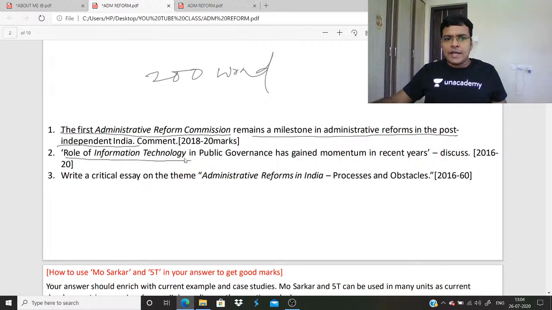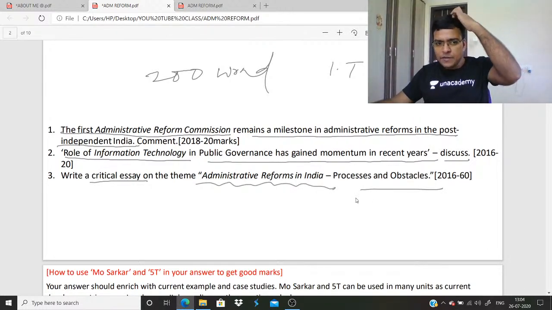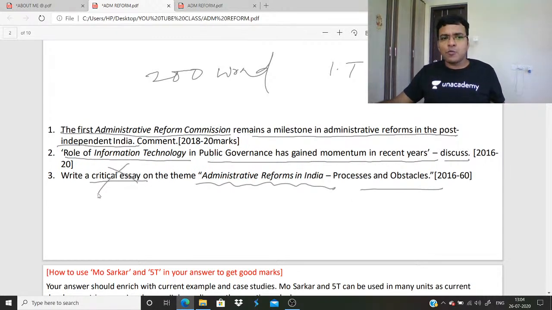Role of IT in public governance has gained momentum in recent years, discuss. In 2016 it was asked, and this is IT and administration. Write a critical essay on the theme administrative reform in India, process and obstacle. Students, my advice is don't attempt this type of question when it says write an essay.